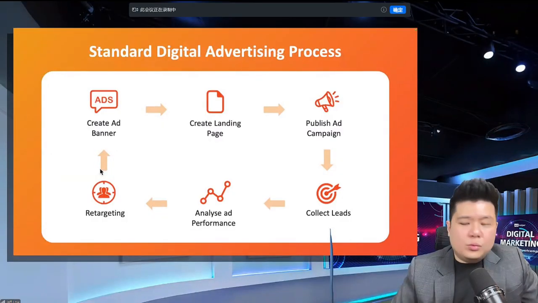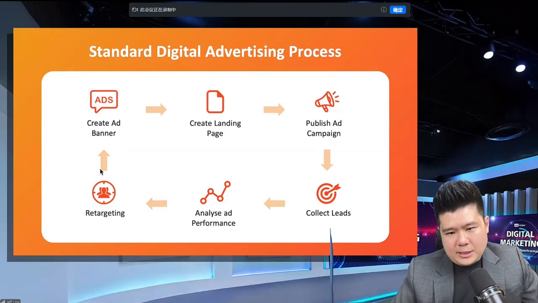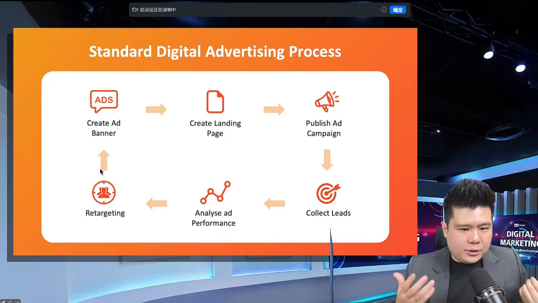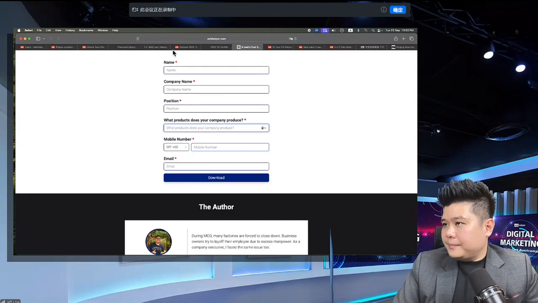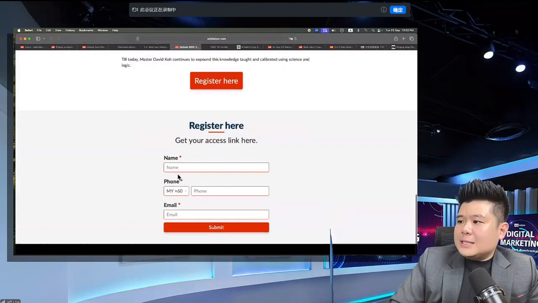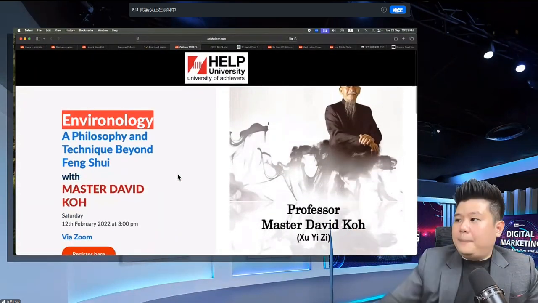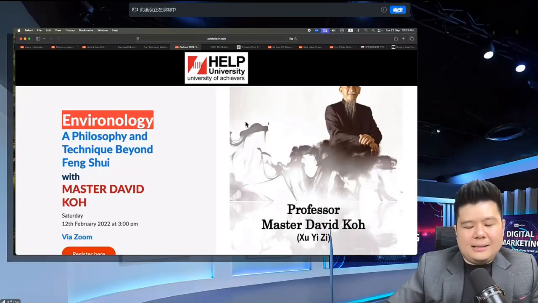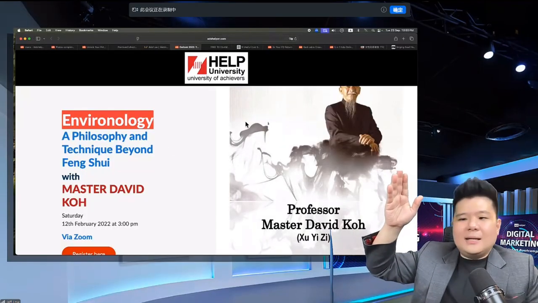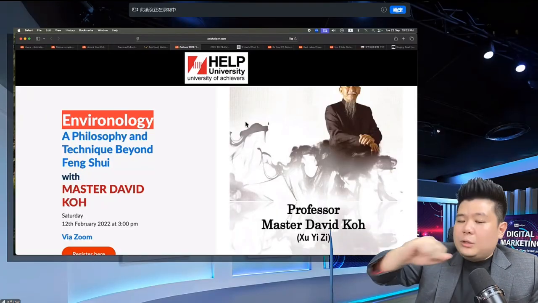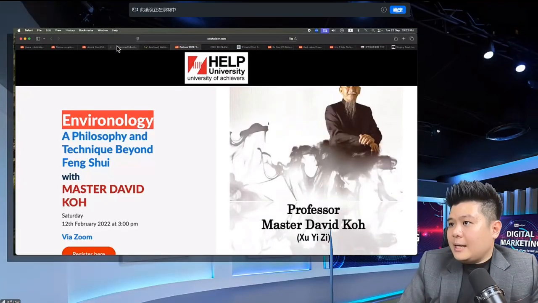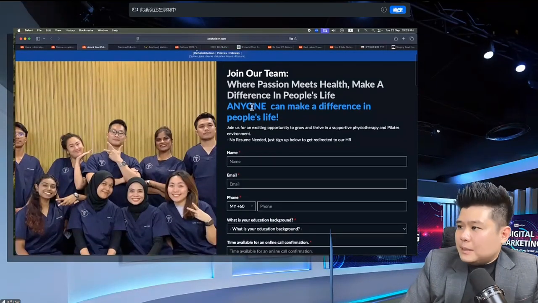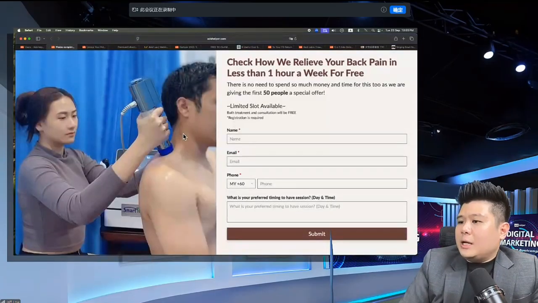And the way we do it, as a standard digital advertising process, is always ads to a landing page. So what is a landing page? Pages like this have nothing for other purposes like careers, about us, contact us. No, we don't put all these things. We just want them to do one thing and one thing only. We just want them to fill out, for example, join our team, or join our physiotherapists.